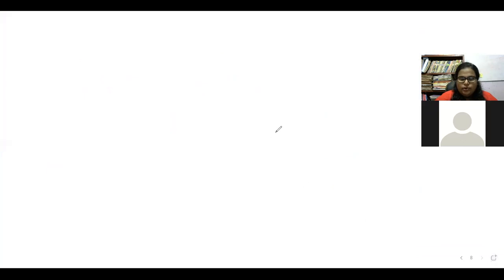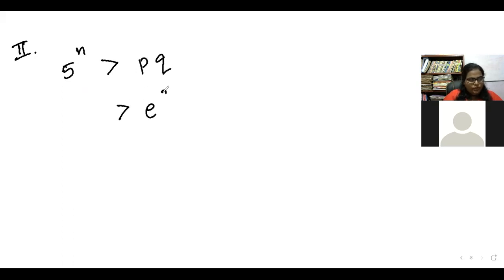In this question, we don't have an equation, right? We don't have an equation, we have an inequality to solve. So in the question, this is the second part: 5 to the power n should be greater than pq. This is the inequality given for you. So you know that p is e to the power 280, as given in the question, and q is e to the power 300. Right, so 5 to the power n is there. So we can write the right side as e to the power 580.